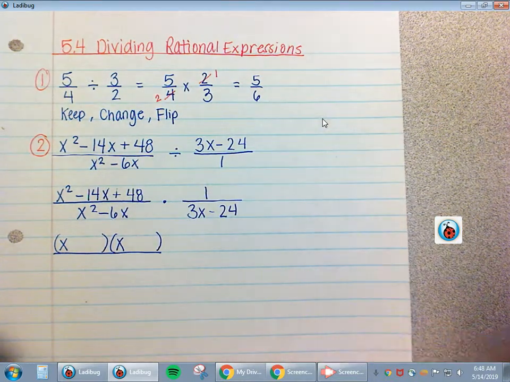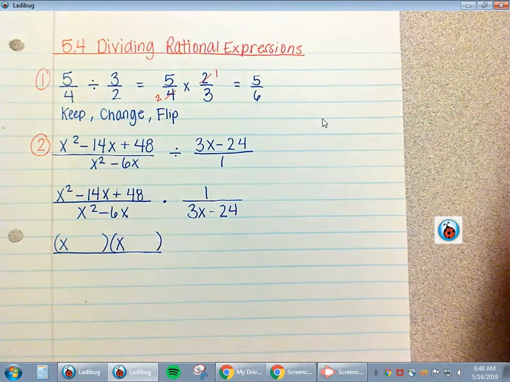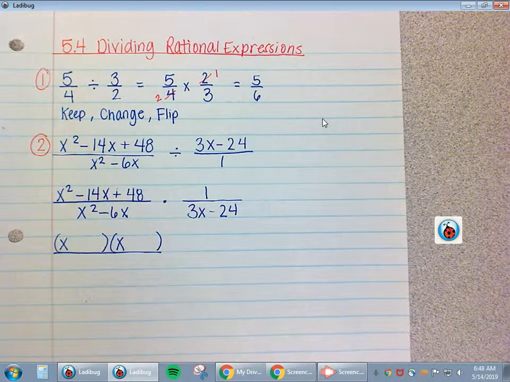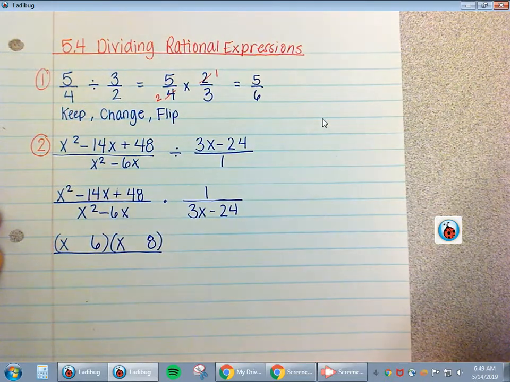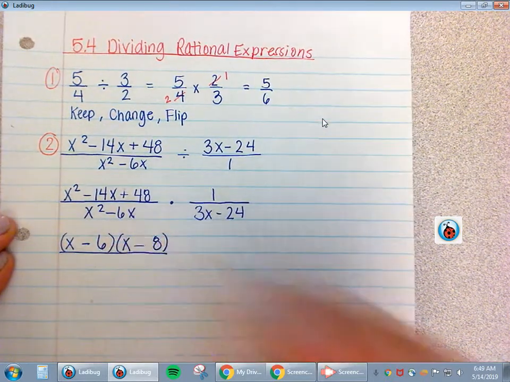4 and 12, that won't work. 3, we already tried. 4, 5, 6. And nothing goes in with 6. Oh yeah, 6 and 8. That'll work. So I need a 6 and an 8, and they're both going to have to be negative.